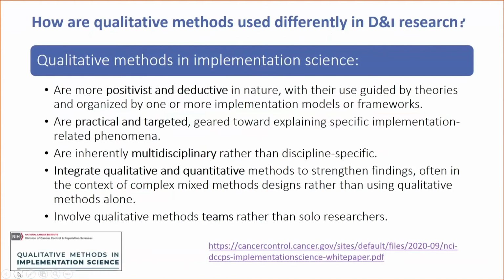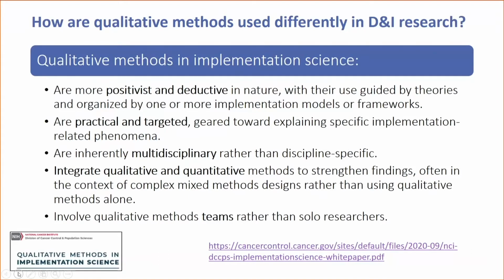I had an opportunity to work with a group. We called ourselves QUERI, or Qualitative Research and Implementation Science, a few years ago, a group of anthropologists and qualitative methodologists who have been doing a lot of D&I research. And we set ourselves to the task of trying to figure out how qualitative methods are used differently in D&I research, and came up with a few key points that we described in the white paper referenced below.